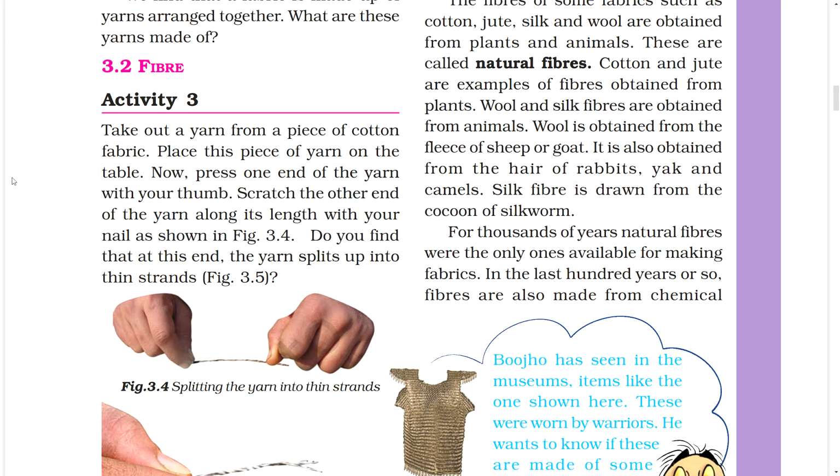For thousands of years, natural fibres were the only ones available for making fabrics. In the last hundred years or so, fibres are also made from chemicals.